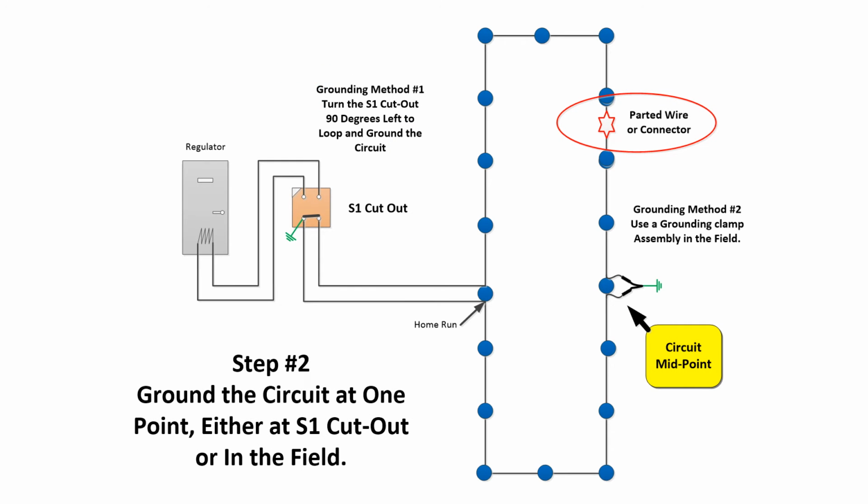After you've tested your circuit, you know that you have no continuity in your wire. The next step is to ground it somewhere. This can be done either at your S1 cutout by turning the cutout cover to the left and reinserting it, or it can be done out in the field with a homemade grounding connector assembly.